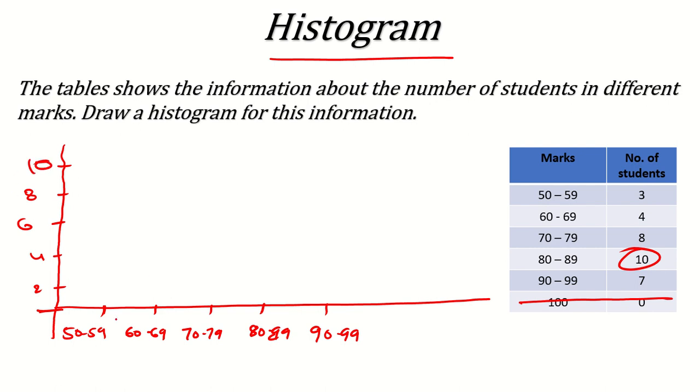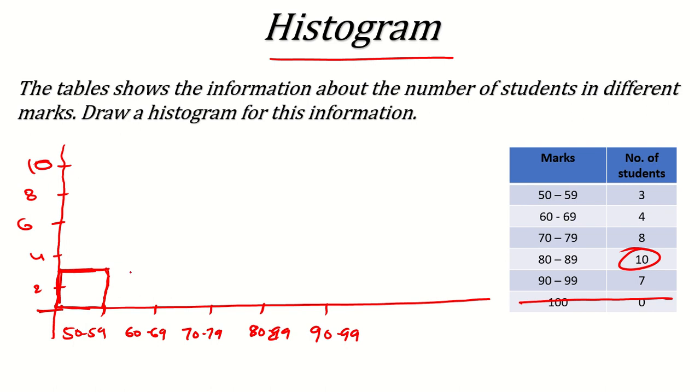Now 50 to 59, how many? 3. So just 3 means here. Just draw a box like this and like this. It will be the histogram bar for 50 to 59. This top line represents that number. You see here it is 3 almost. So this is the bar for the first value. Now I mean histogram, not box plot.